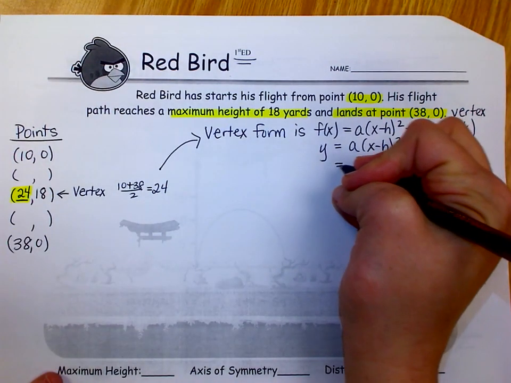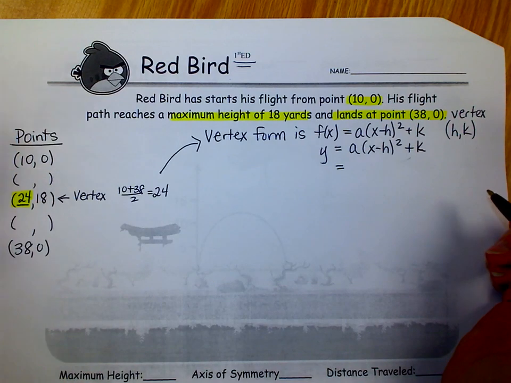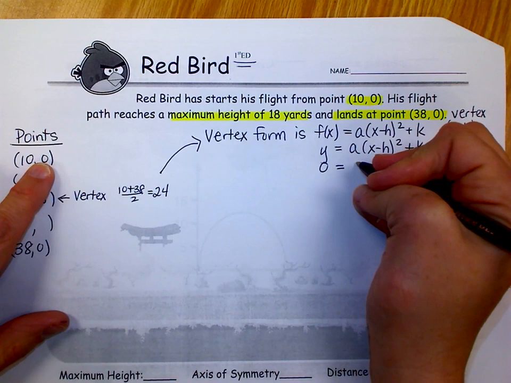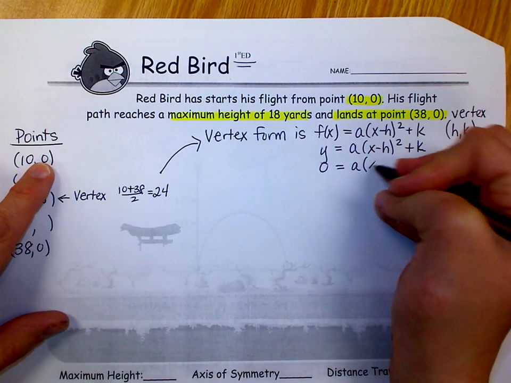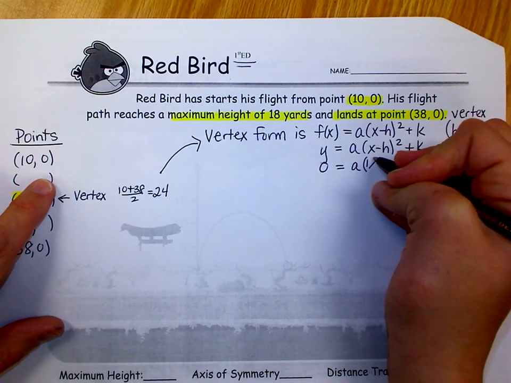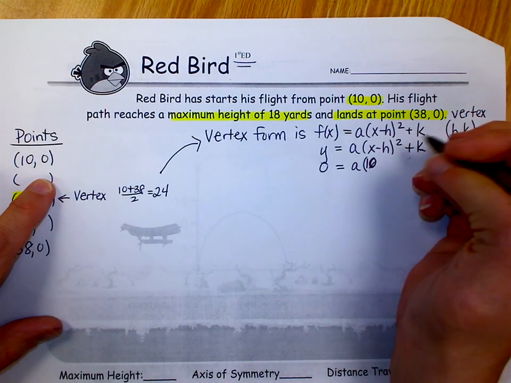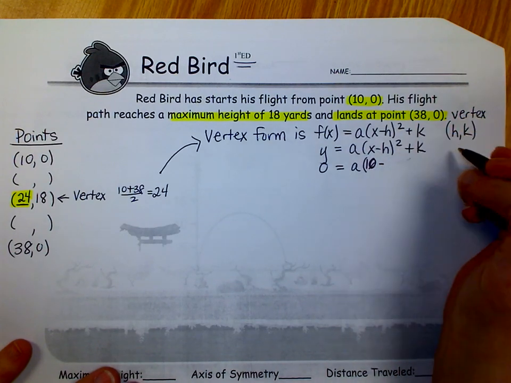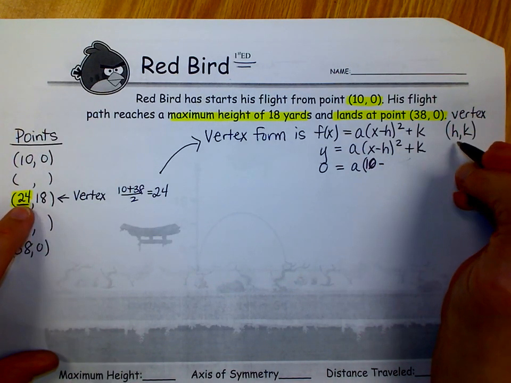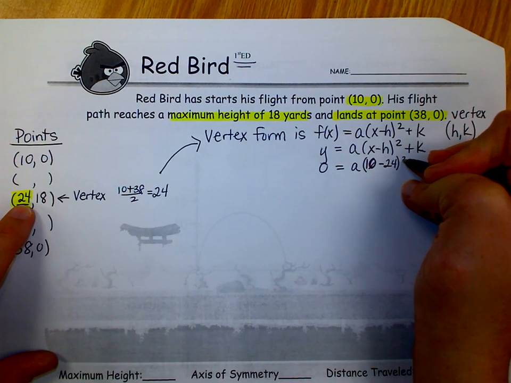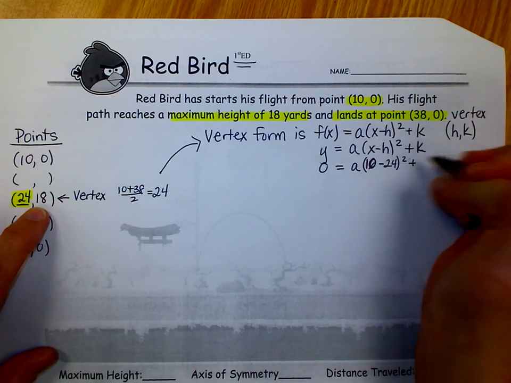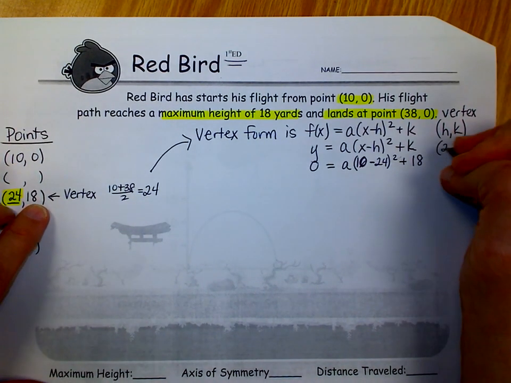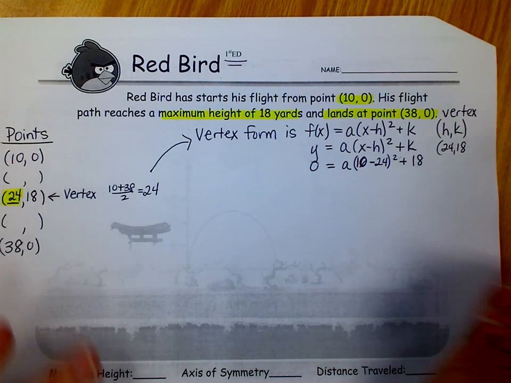So what we're going to do is we're going to go ahead and plug in what we know. I'm going to come over here and I'm just going to pick the (10, 0). So I'm going to plug 0 in for the y. And I don't know the a. I do know for the x that the x value is 10. So I'm going to put 10 in place of that x. And then we're going to subtract the h, which is the x value of the vertex, 24. And then at the end here for the k, we're going to have the 18. And again, that came from our vertex, which was (24, 18). We just plugged those in place.